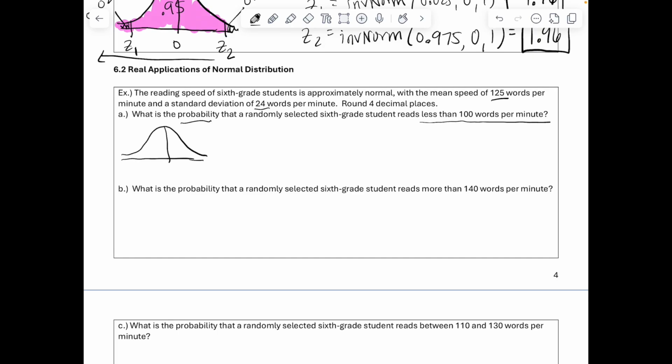In the middle we put our mean, and we know that the mean is 125. And we're asked to find the probability that this is less than 100 words per minute. And so 100 is on the left side, it's smaller than 125, that mean. And less than means we're going to be shading this graph to the left. So in order to find that area or that probability, we're going to use normal CDF.